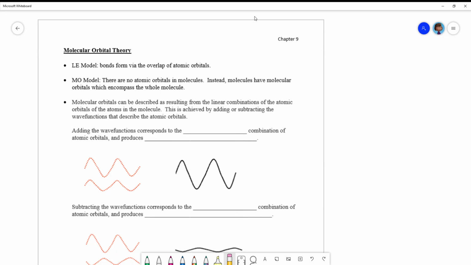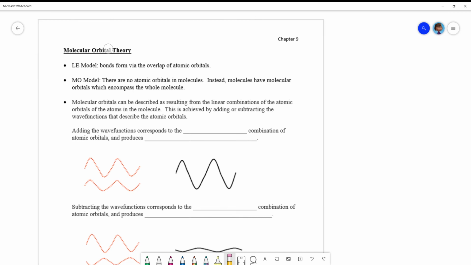Hello, everyone. So in this Chapter 9 lecture, I'm going to be introducing you to an entirely new bonding model, an alternate to the last one, which was the localized electron model. This new model of bonding, which is very different, is called molecular orbital theory.